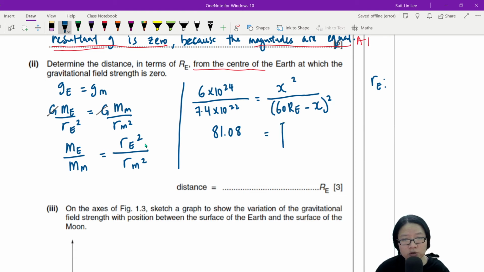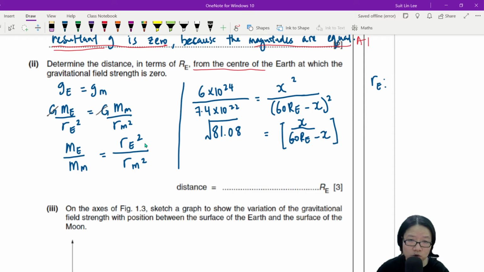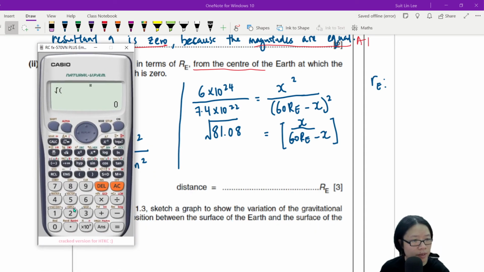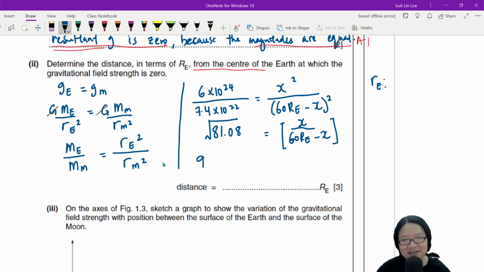And this one I can put all the squares together, right? X over 60 RE minus X, squared. So if I can square here, it means that I can square root here. So I bring the square over to square root. All right, so I will do that now. Oh, my calculator crashed. Let me pull out the calculator again. So on one side, I will square root 81.08. Okay, so I'll get 9. Very nice. Okay, so I cross multiply, 9 times 60 RE minus X is equal to X.